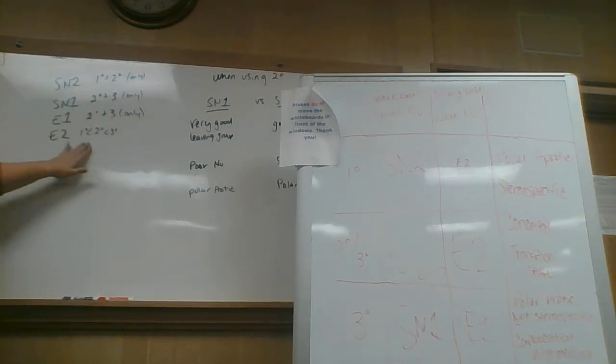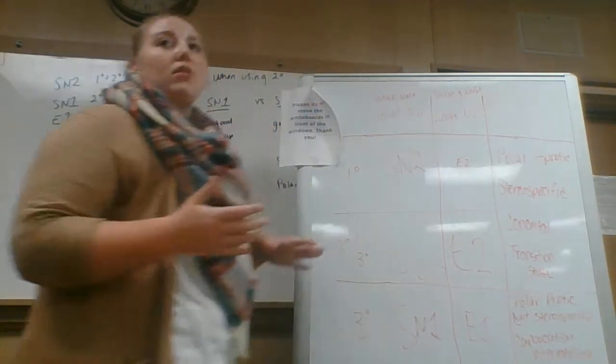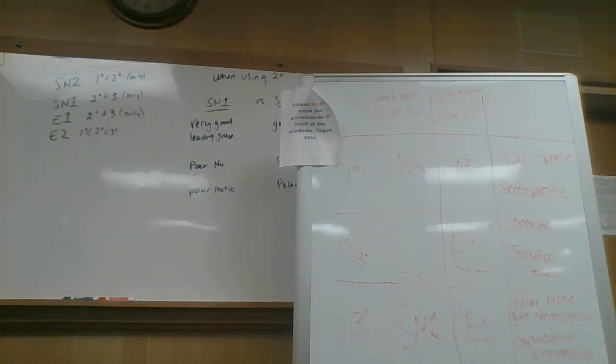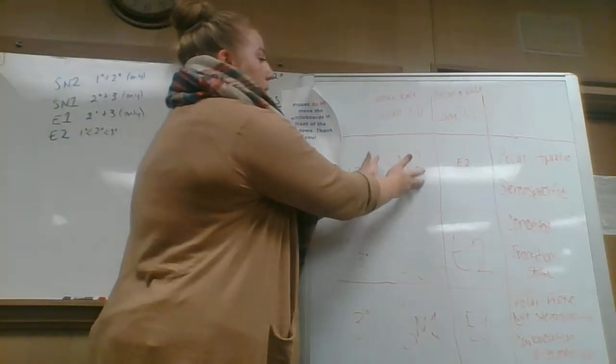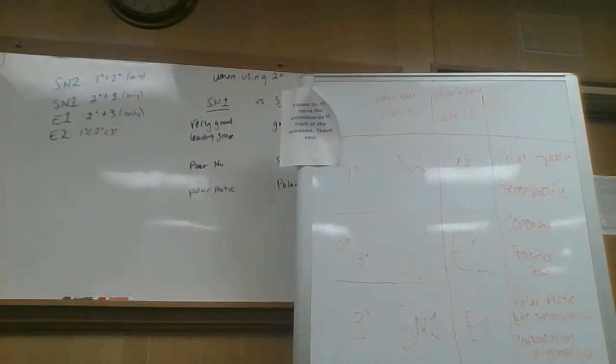And then E2 can technically use all of them, with tertiary being the most favored, primary being the least favored, because again, primary would only occur if you had this specific nucleophile reacting. Otherwise, if you had primary, it would always go to SN2. It would be a substitution, not an elimination. I know that's confusing and goes against everything that we talked about last week, so I apologize.